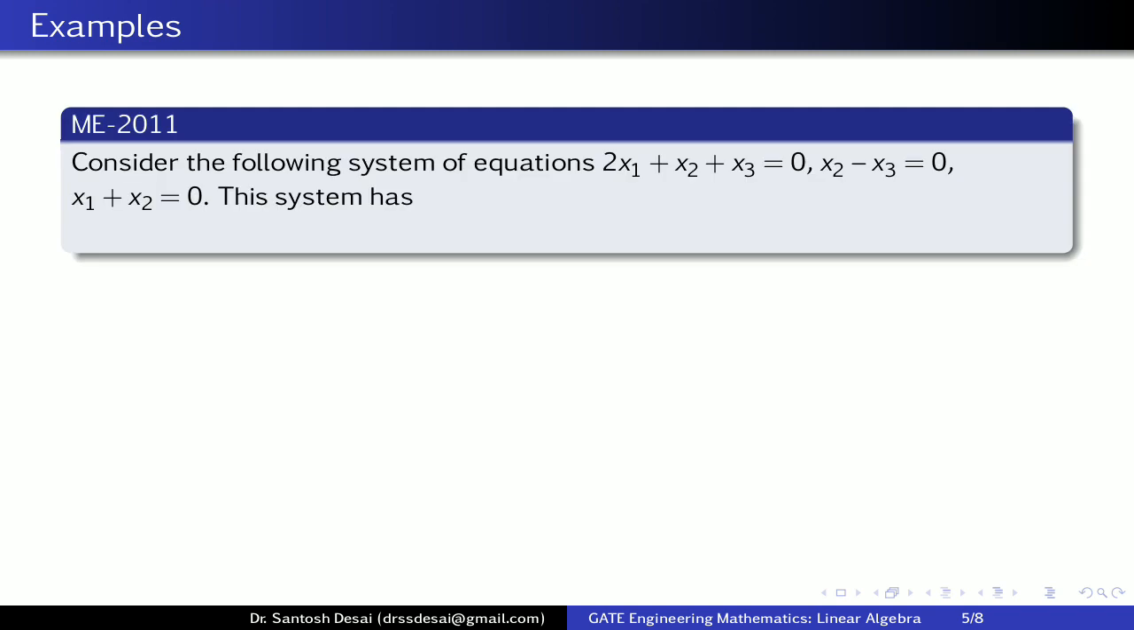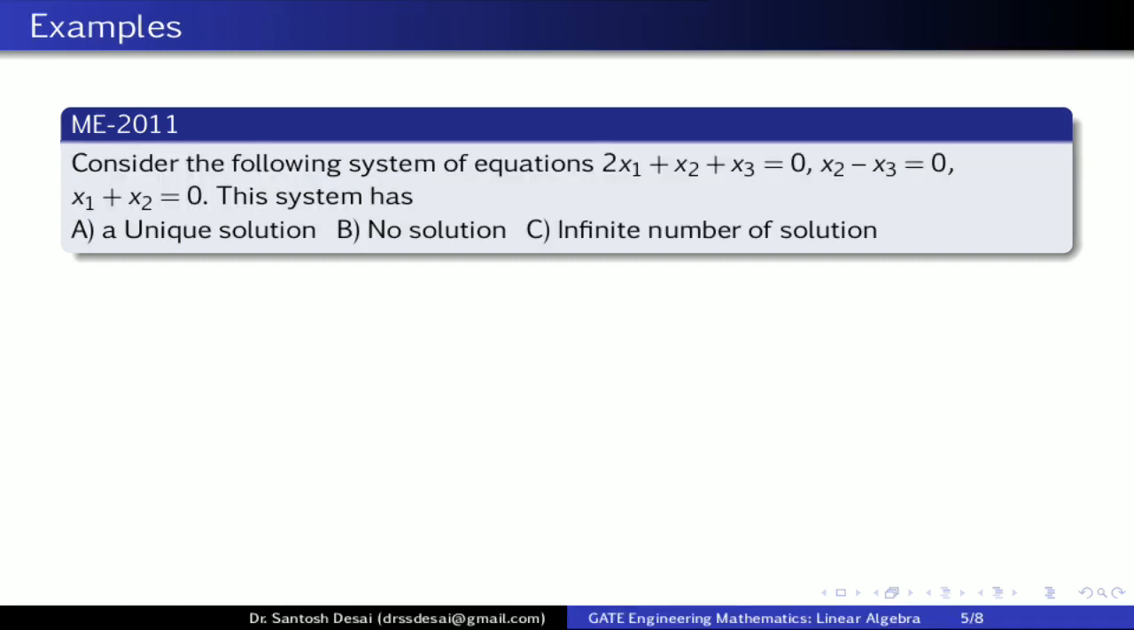Consider the following system of equations: 2x1 + x2 + x3 = 0, x2 - x3 = 0, and x1 + x2 = 0. This system has a unique solution, no solution, infinite number of solutions, or 5 solutions.